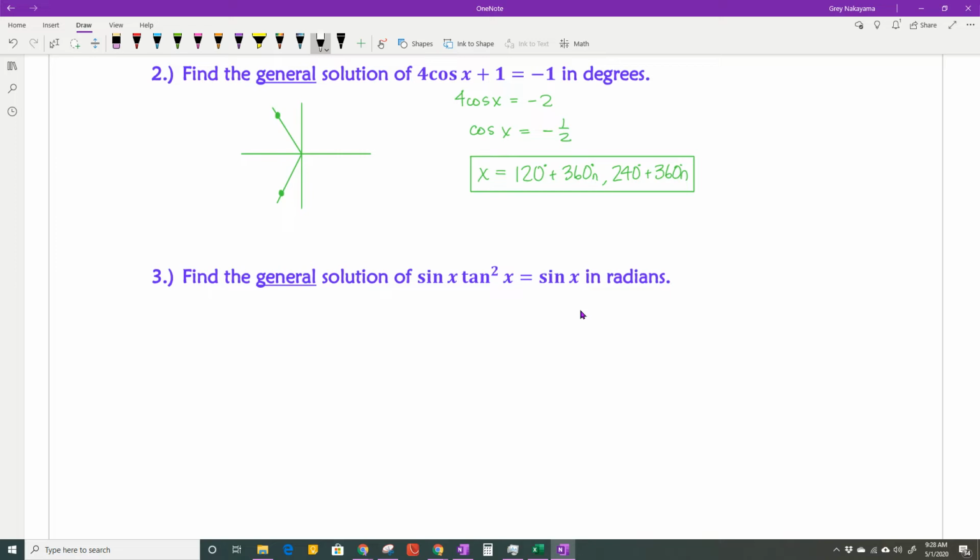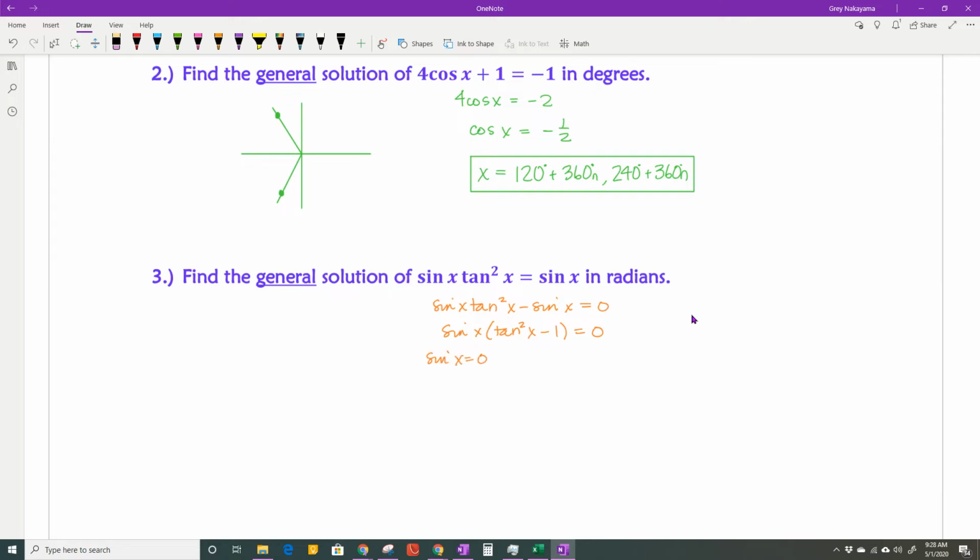Do not ever divide if it makes it go away. So I bring it to one side. If you had divided both sides by sine of x, you would end up with tangent squared equals 1, and you wouldn't have all the solutions to the problem. So that's why you never want to divide by a variable if it totally goes away. So from this point, I have a common factor of sine of x. So I'm going to factor out sine of x: sine of x times tangent squared x minus 1 equals 0.